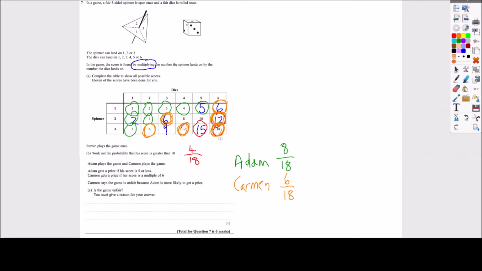Right, Carmen says the game is unfair because Adam is more likely to get a prize. Is the game unfair? Well, it is unfair, isn't it? Carmen's only got a chance of 6 out of 18. Adam's got a better chance of 8 out of 18. So is the game unfair? Yes, it is. Adam's more likely to win. So yes, the game is unfair.